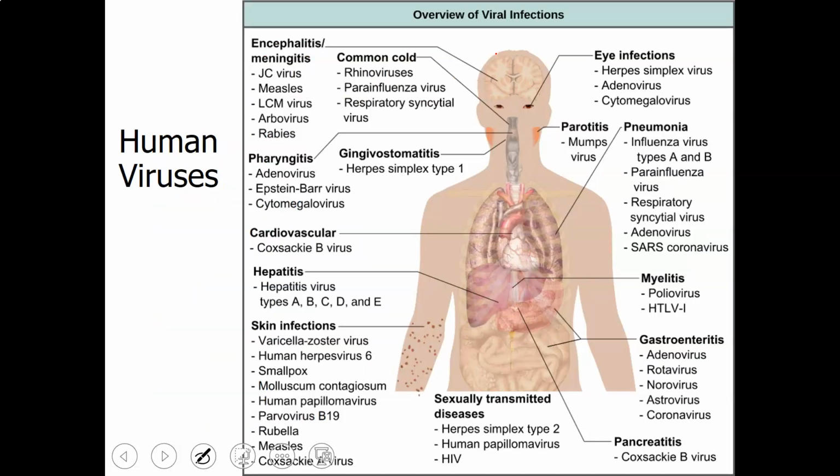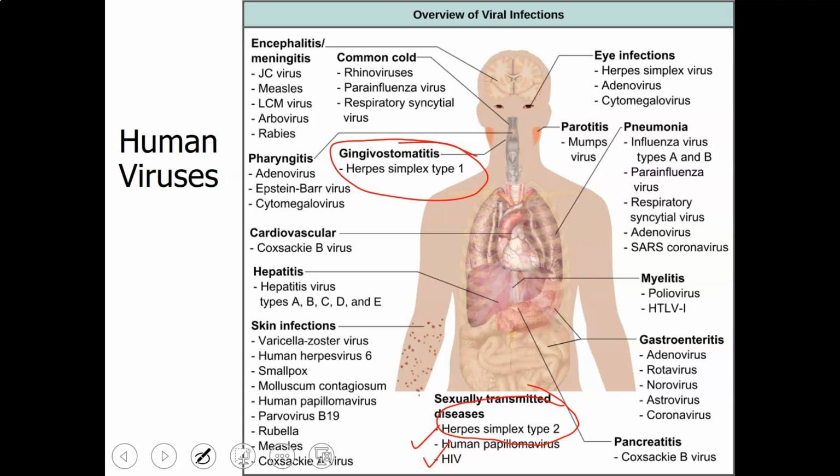Here are some human viruses. I won't go over every single one of them, but one that you hear a lot about is herpes. Herpes simplex type 1 is fever blisters. Herpes simplex type 2 is the STD herpes. As you can see down here in the STDs, the other two listed are HPV, human papillomavirus, and then, of course, HIV. A lot of your STDs are actually bacterial or fungal infections.